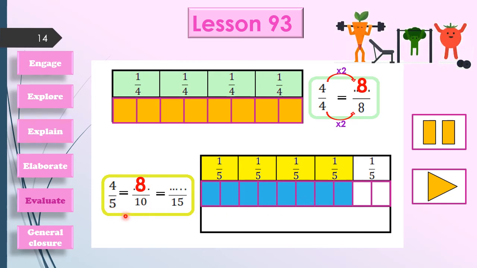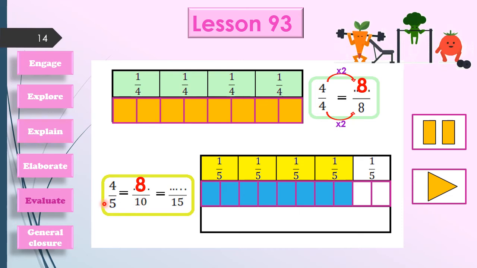Ask yourself, 5 times what equals 10? It will be 2. As I do down, I will do up. 4 times 2 equals 8. Let's go to the next one.